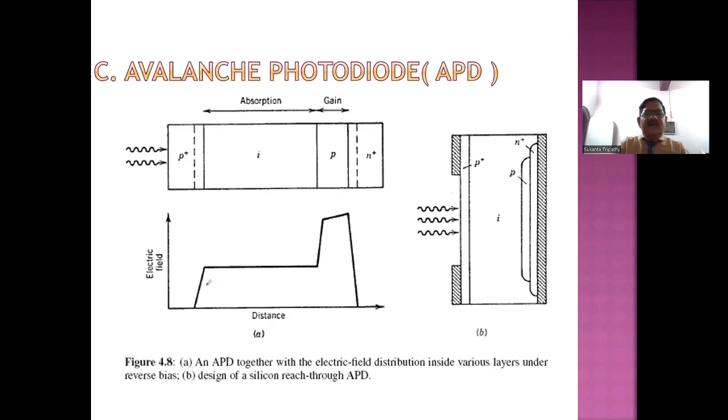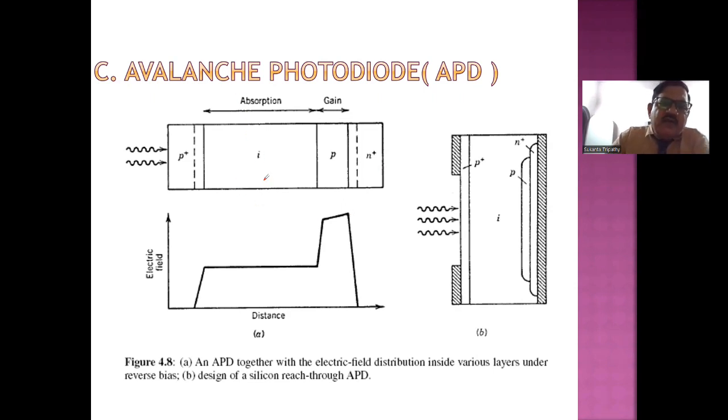Now, as you can see here, the electric field is remaining flat in this region. It is not small, it is high, but it is remaining flat. But when you are reaching this region, suddenly the value of electric field has increased. Now, what will happen is something like this.